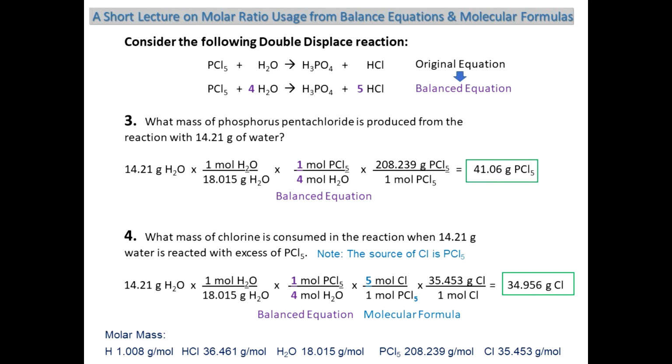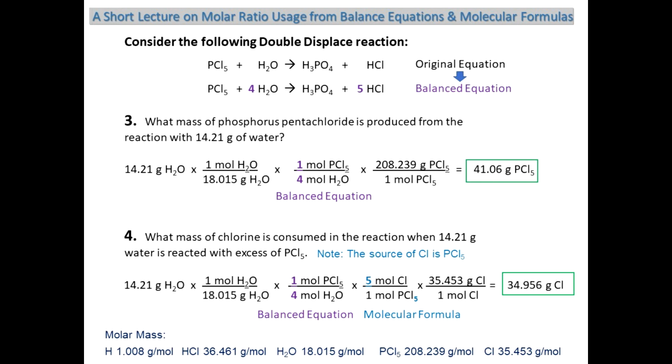So we have 14.21 grams of water converted using 18.015 grams of water per mole of water times mole water on the bottom, converted to moles of phosphorus pentachloride. And we look at the balanced equation for the ratio of phosphorus pentachloride to water, and that's a 1:4 ratio. Note that we do not see the 1 in front of the phosphorus pentachloride, but it's assumed to be 1. It is always 1. We just don't write the 1s in chemistry.